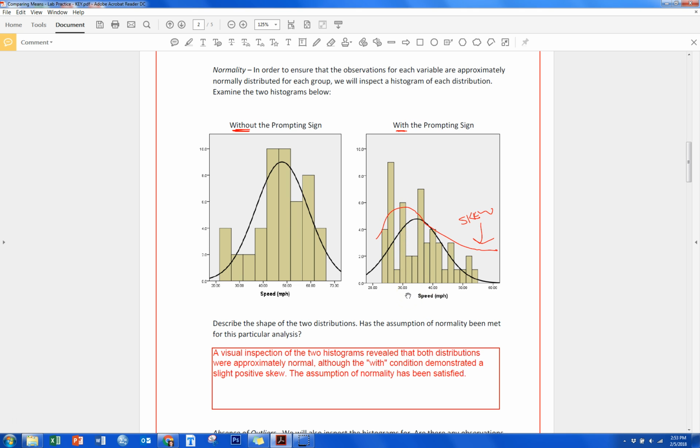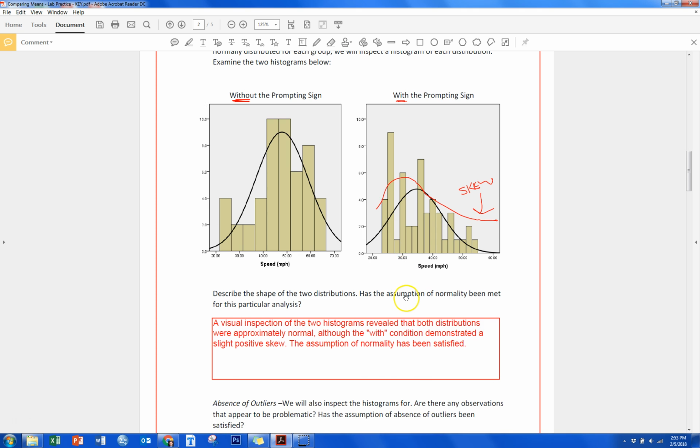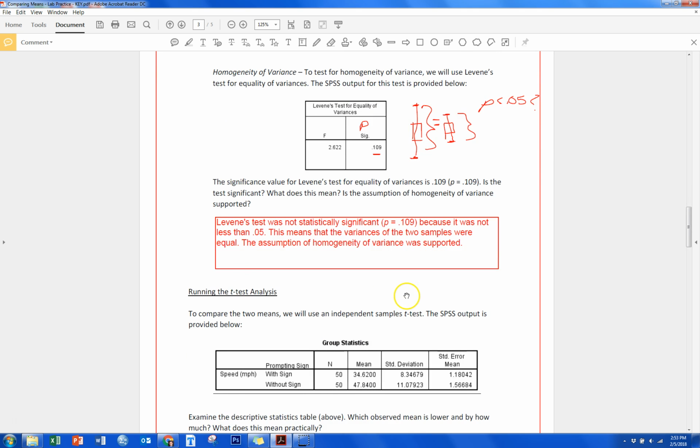You have 50 random cars, you have 50 other random cars. These samples are independent of one another. They're not connected or linked up in some way. Therefore, we're dealing with an independent samples test.